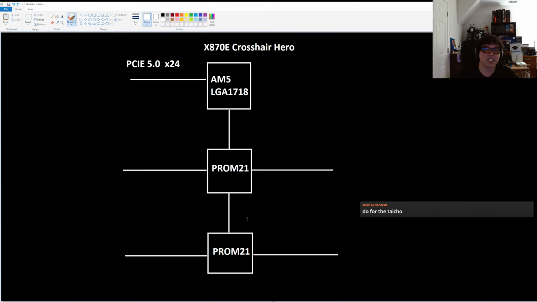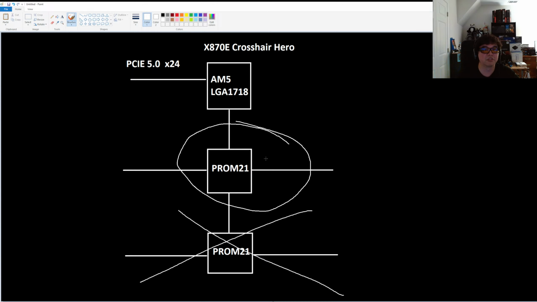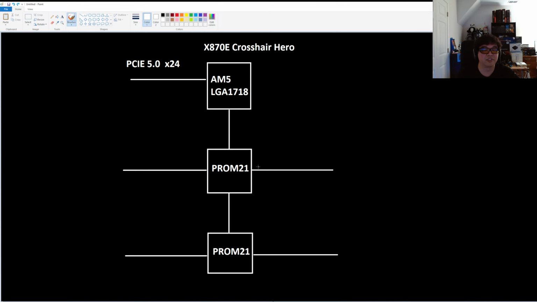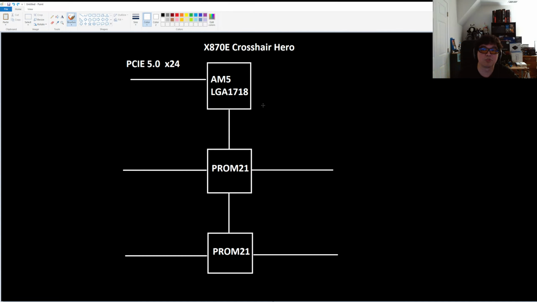If we were talking X870, which we will talk about in the future, it only has 1. X870 only has a single chip, whereas X870E has dual chips. Hence why we do not grade them, we do not compare them together, because that's unfair. You can't take a single chip motherboard and compare it against a dual chip motherboard. It will always lose because it doesn't have as many lanes.